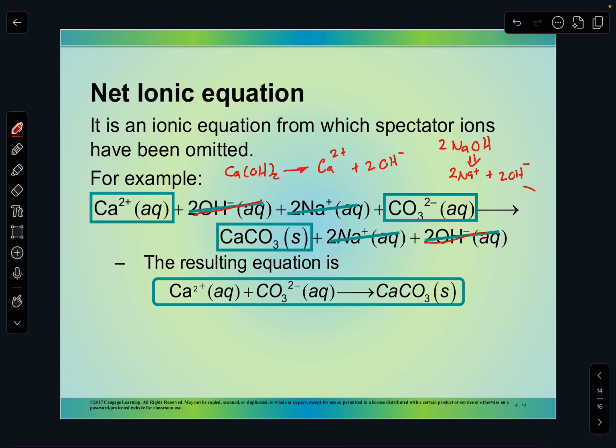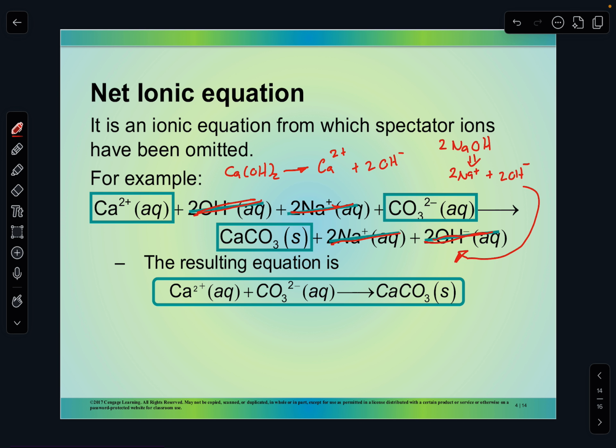And so that's where we get this: 2 Na plus, 2 OH minus, that's where we get those from. Since in our reactants we had 2 OH minus, we can cancel that out. In the products, we also have 2 OH minus, so we can cancel that out. From our sodium carbonate, Na2CO3, we also have 2 sodiums, which are also on both sides, so we cancel them out. And so the only things left are going to be what's in boxes.